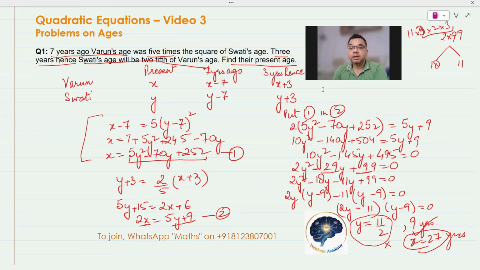And you have to write the unit of these answers that you have got. Okay, and in the end, you have to write the answer at the bottom. So this is what we have found out. Swati's age is 9 years, Varun's age is 27. And you can also cross verify whether this relation that they have given is correct or not. So you can use these values of x and y and find it out. I'm leaving it for now, but you can do it. Okay, so I hope this is clear.